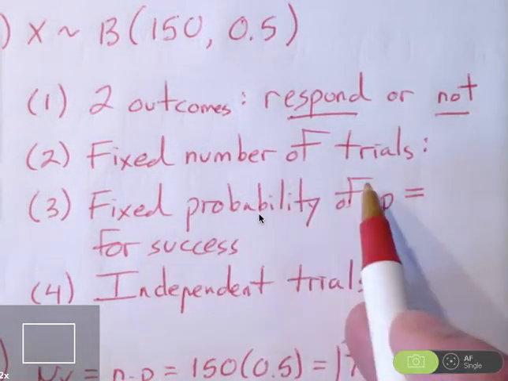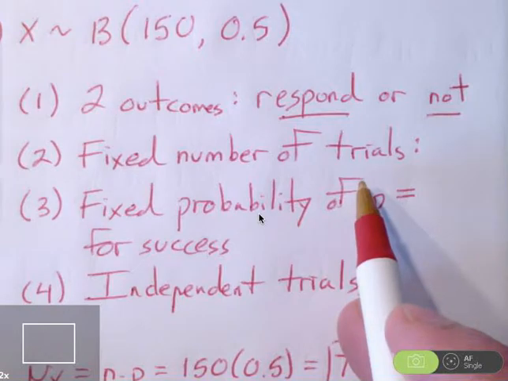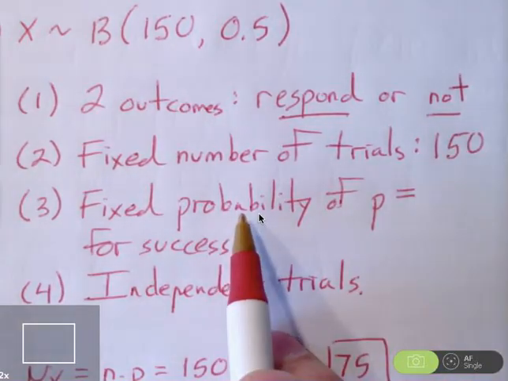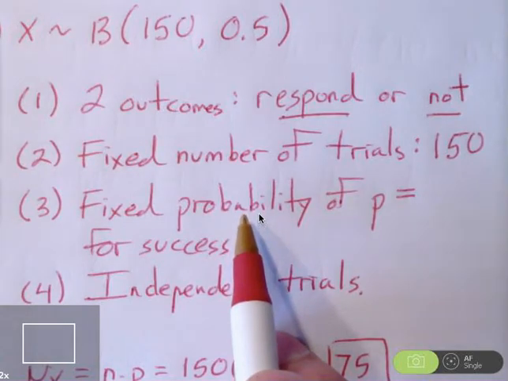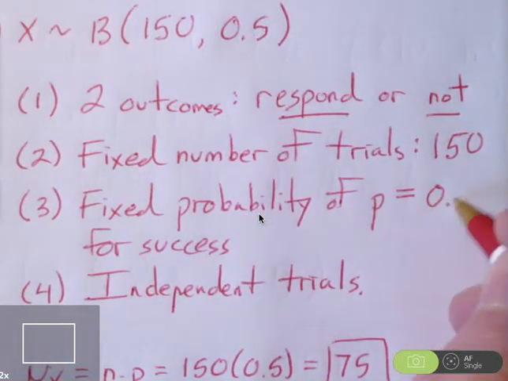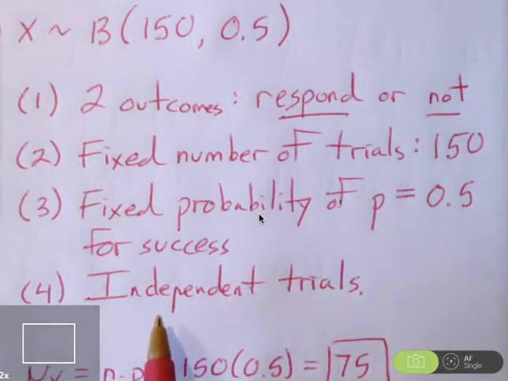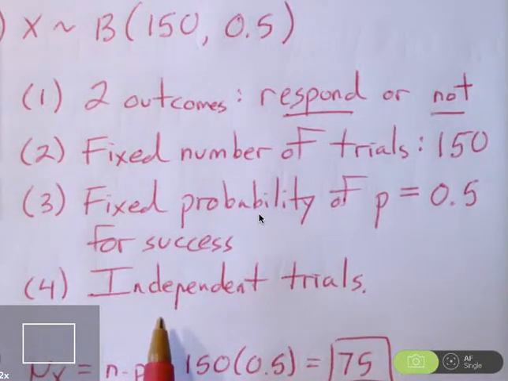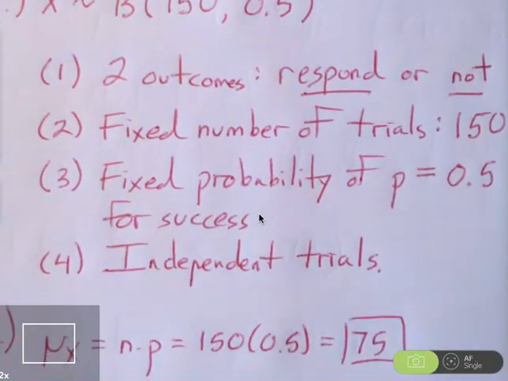So there are a fixed number of trials. You should specify that you know that that's the 150. There is a fixed probability for success. We are told that historically we get about a 50% response rate. And then independent trials. So whether or not one company responds is independent of whether any other company responds. They're not talking to one another and saying, hey, I just did this survey, so you shouldn't bother. So my guess is they don't have time to do such things or communicate in such ways.